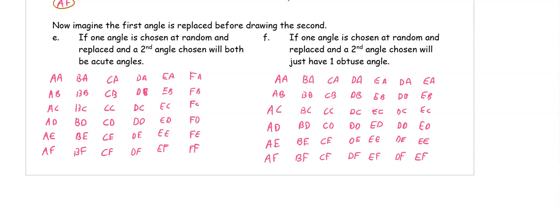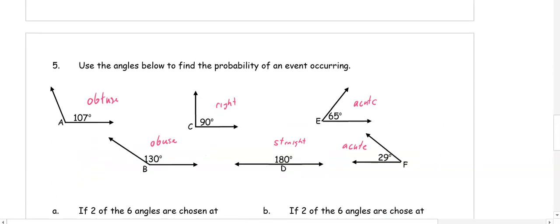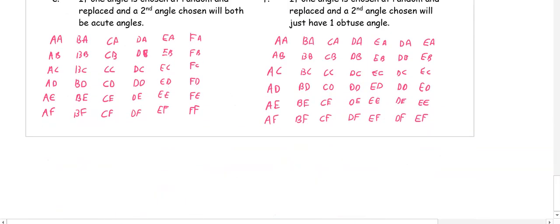In E, we're looking for if we have one angle chosen at random and replaced, and then choose a second angle, that both of them are going to be acute. So remember that our acute angles are E and F. So we want any time that both E and F show up. So we have EE, EF, FE, and FF. So that is 4 out of 36, which reduces to 1/9.